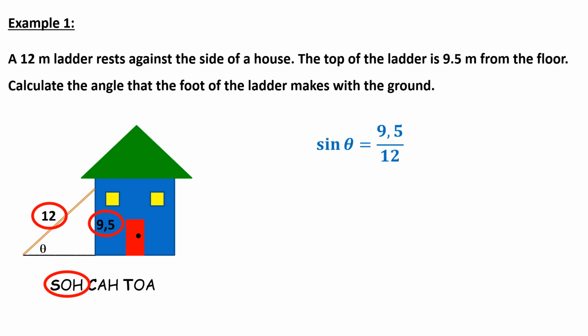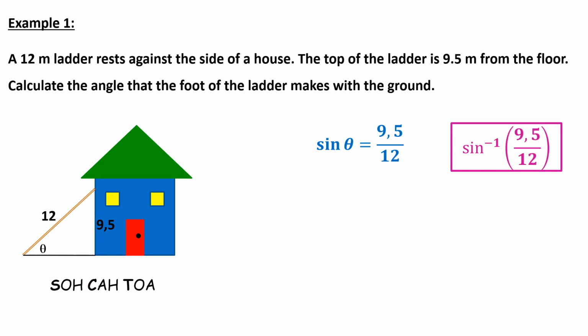So sine of theta is equal to the opposite side, which is 9.5, over the hypotenuse, which is 12. Now, because we need to calculate the angle, we are going to go shift sine on our calculator. So shift sine of 9.5 over 12, and we end up with theta is equal to 52 degrees if I round off to the nearest whole number.